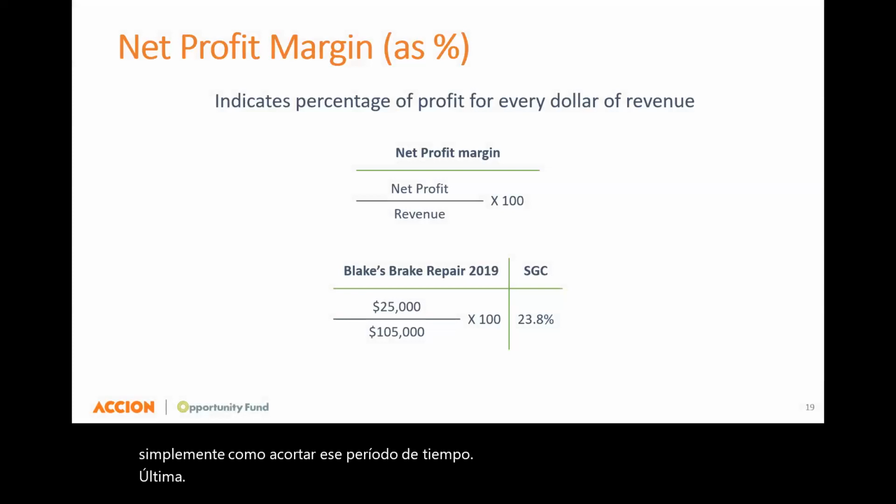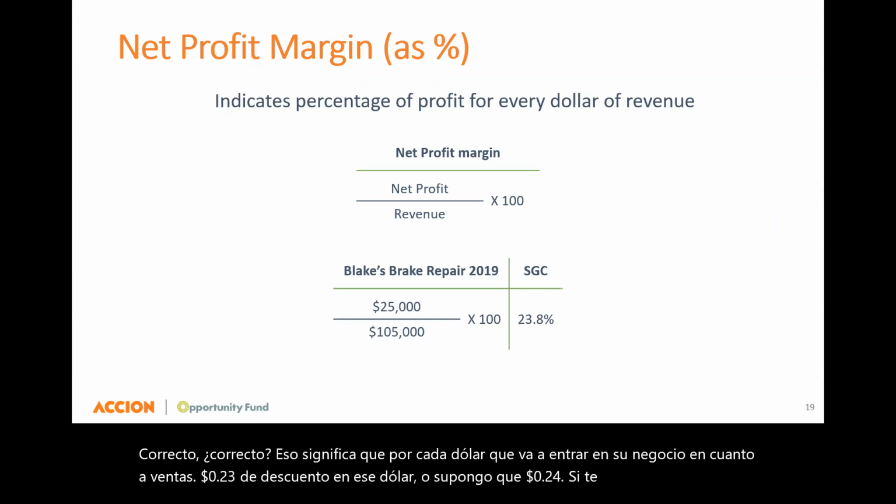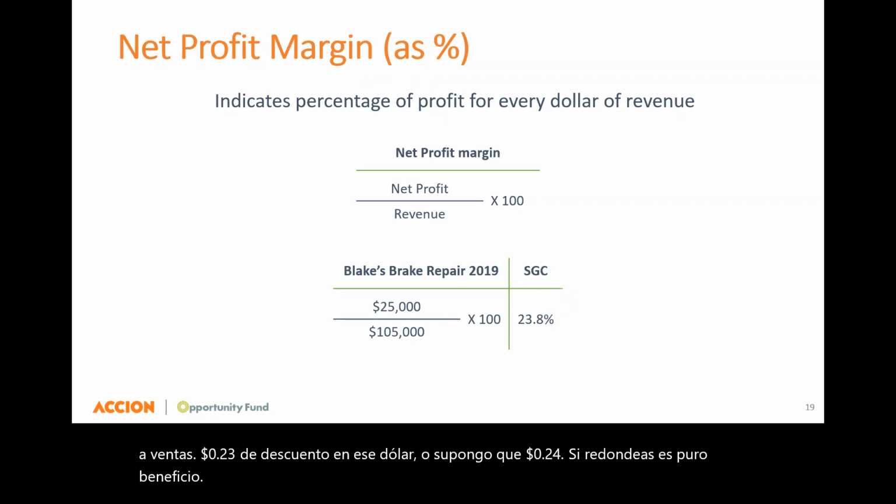Just to clarify, when you're calculating your net profit, in this example the 23.8%, that essentially means that for every dollar of revenue, the business is generating a profit of 23.8 cents. Correct. So for every dollar going into your business in sales, 23 cents, or 24 cents if you round up, is pure profit. Got it. So the remainder goes back into covering your costs and everything else for the business. Covering costs, correct. But the business makes those 23 cents.